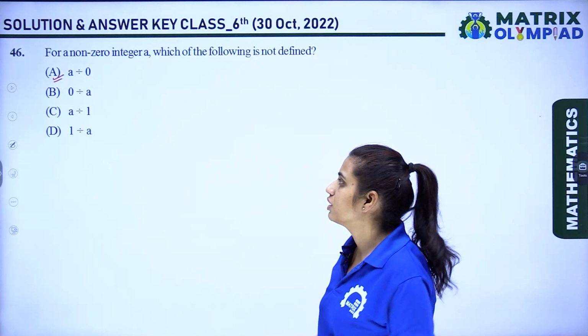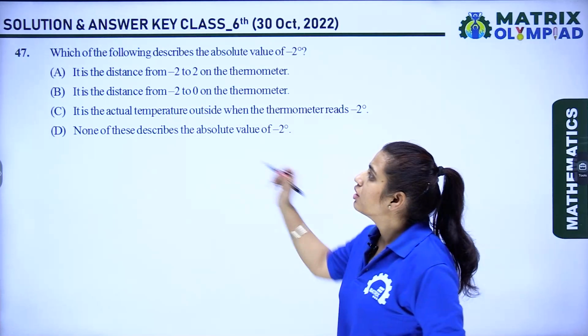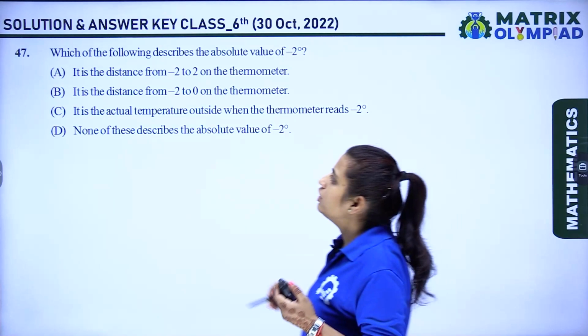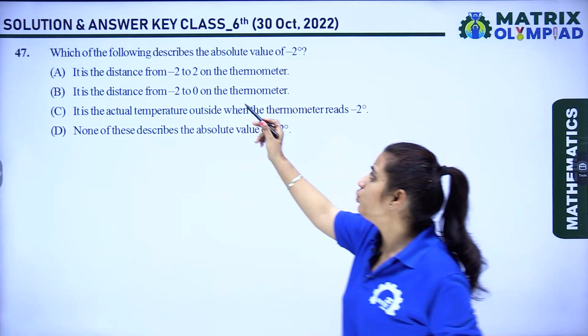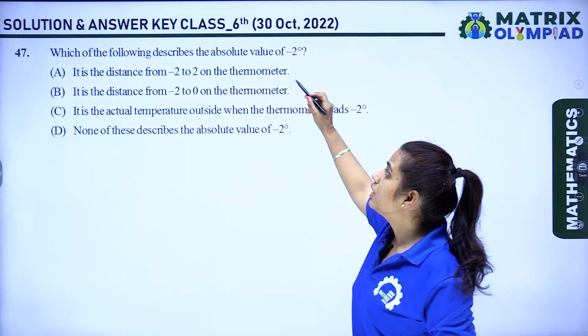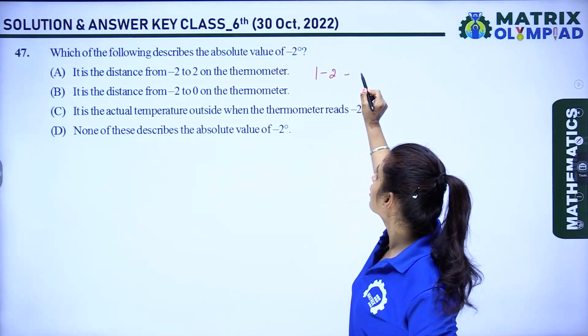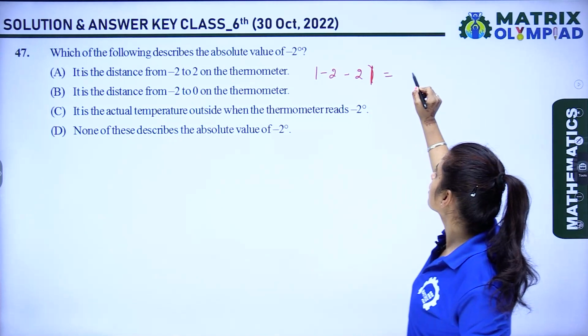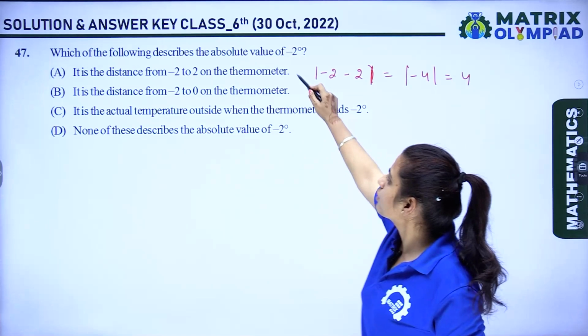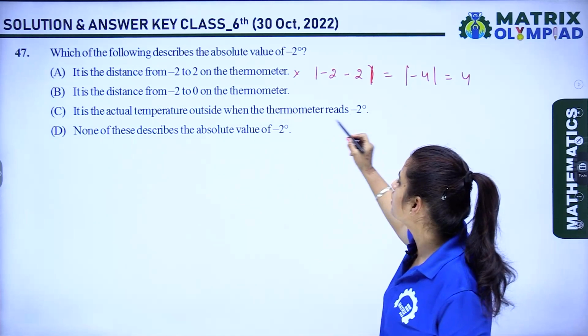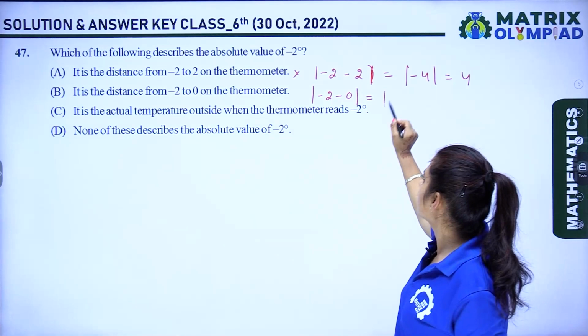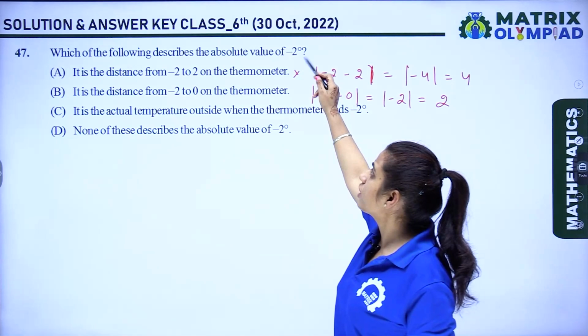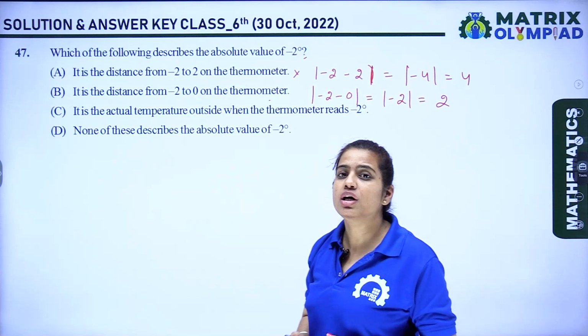Now, the next question is, which of the following describes the absolute value of minus 2 degrees? So, here, the first option is, it is the distance from minus 2 to 2 on the thermometer. If we talk about the absolute value of minus 2, here we get 4, so this statement is not correct. Second is, it is the distance from minus 2 to 0. Minus 2 to 0, we get 2. So, the absolute value of minus 2 degrees is 2, which is shown in option B.